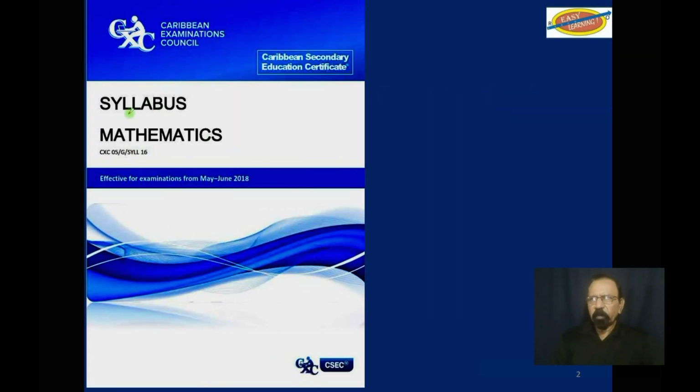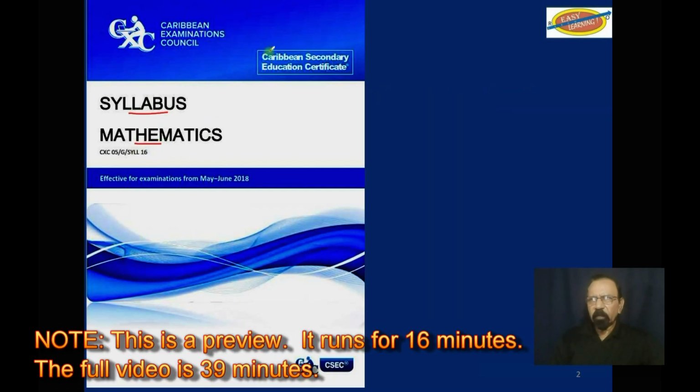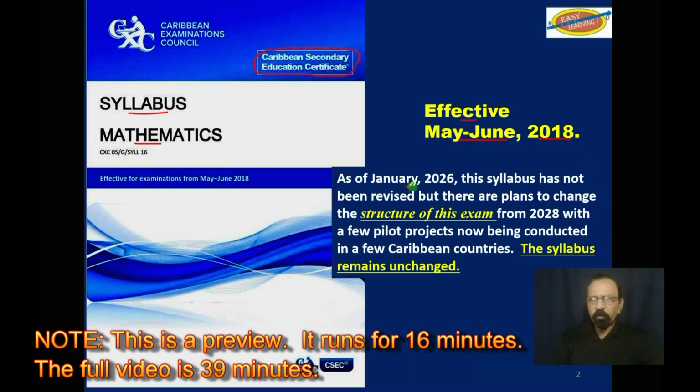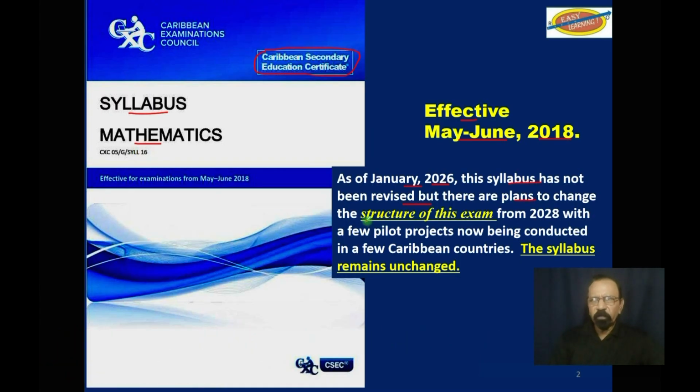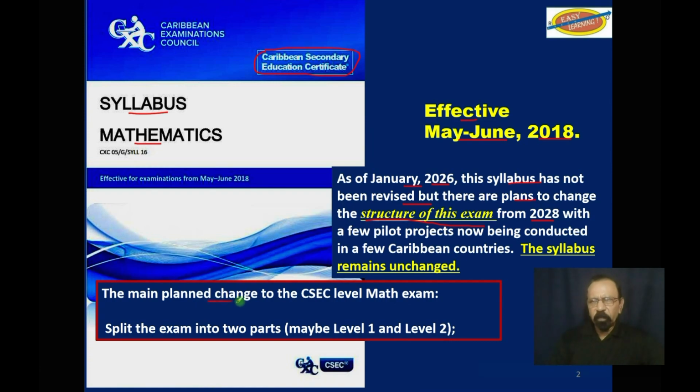We continue with the syllabus for Mathematics, CSEC, which became effective in May-June 2018. As of January 2026, this syllabus has not been revised, but there are plans to change the structure of the exam from 2028 onwards. The main planned change of this exam is to split it into 2 parts.